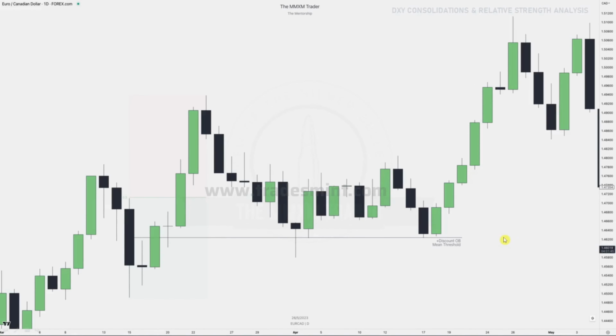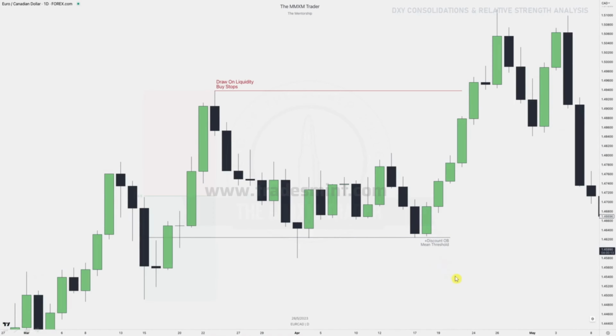So over here we've got that euro Canadian dollar daily chart. We found our exotic pair protocol, and we're going to go with this pair. And over here we're sitting in discount. Over here we've got this daily bullish order block, and the mean threshold of that daily bullish order block is being held. We are in discount, so it's likely that we're going to draw into premium. And think about the draw on liquidity. It's above here with those buy stops.